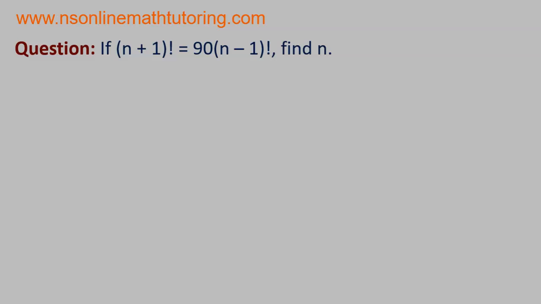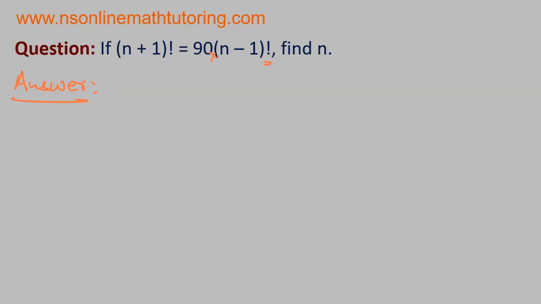If n plus 1 factorial equal to 90 times n minus 1 factorial, this is 90 times. It is not 90 times n minus 1 whole factorial. Okay. Only n minus 1 is attached to this factorial sign. Find n. This is an equation involving the factorials.